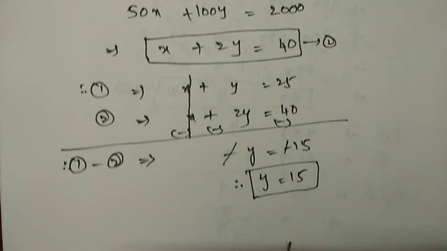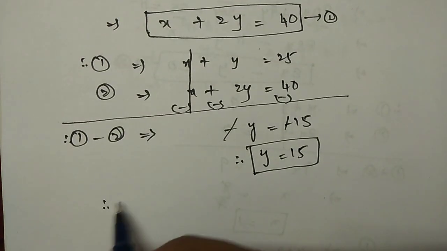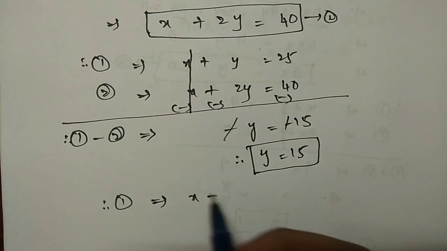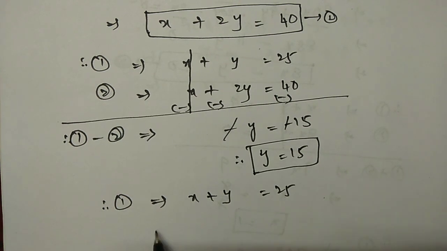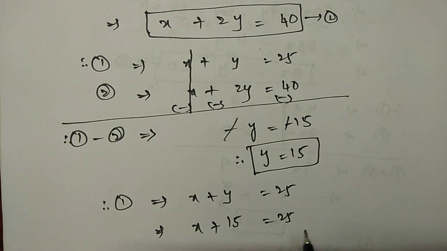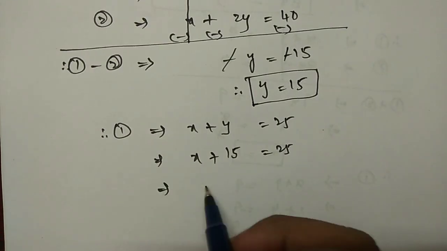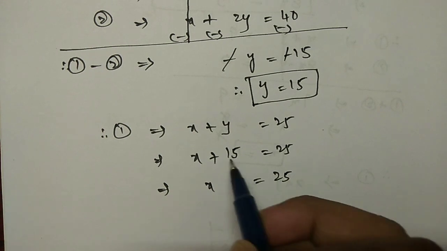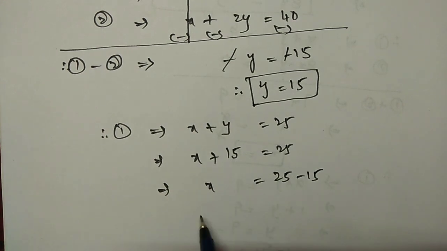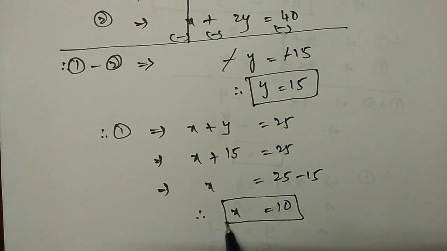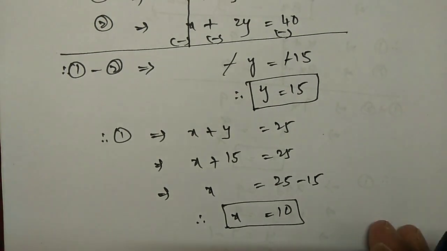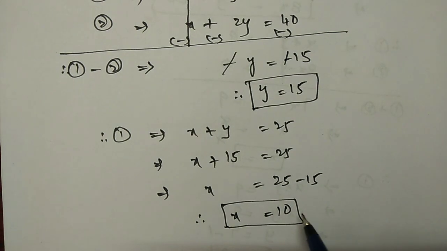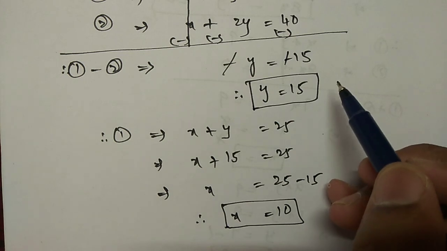Substitute the value of y in any one equation. Let us take the first equation. X plus y equal to 25. Substituting y as 15, x plus 15 is 25. That implies x equal to 25 minus 15, transposing 15 to this side. Therefore x equal to 10. So she received 10 notes of 50 rupees and 15 notes of 100 rupees.